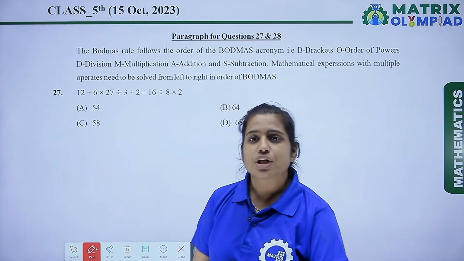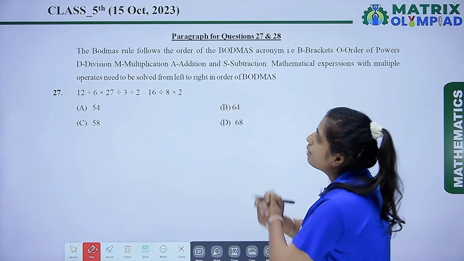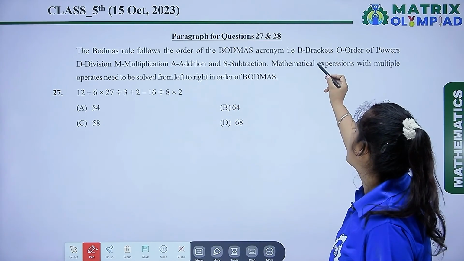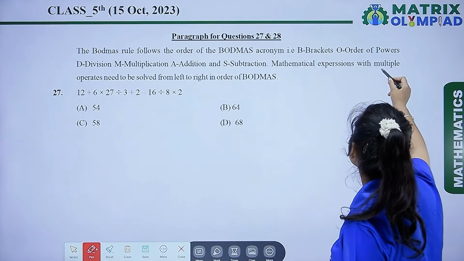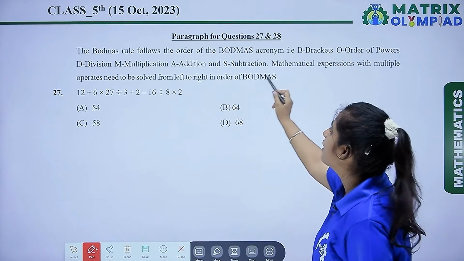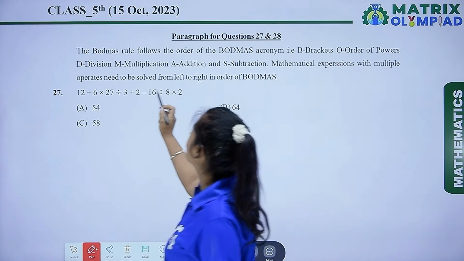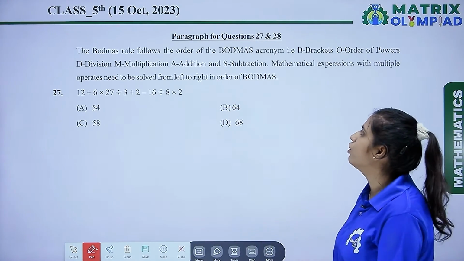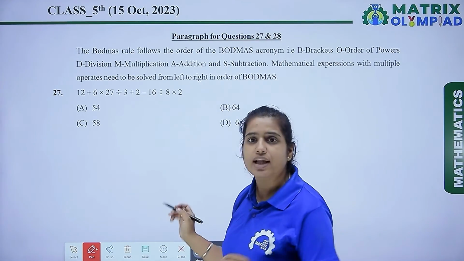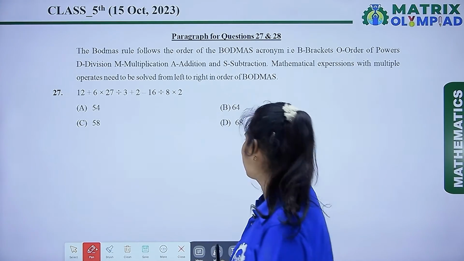Now, the next question is based on paragraph. तो पैराग्राफ आपके पास है। The BODMAS rule follows the order of the BODMAS acronym, that is B for brackets, O for order of powers, D for division, M for multiplication, A for addition, and S for subtraction. Mathematical expression where the multiple operates need to be solved from left to right in order of BODMAS. BODMAS रूल को फॉलो करते हुए हमें इस क्वेश्चन को सॉल्व करना है। तो लेट्स बिगिन विद द कैलकुलेशन एंड फाइंड आउट क्विकली द करेक्ट आंसर.